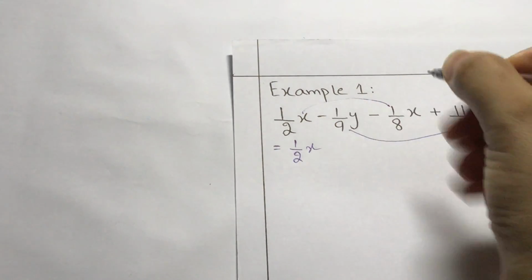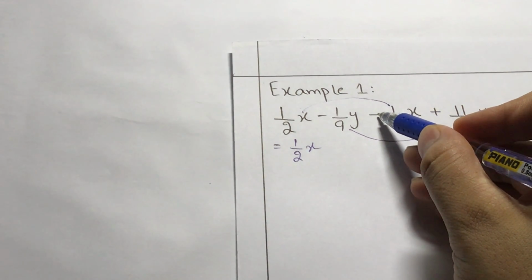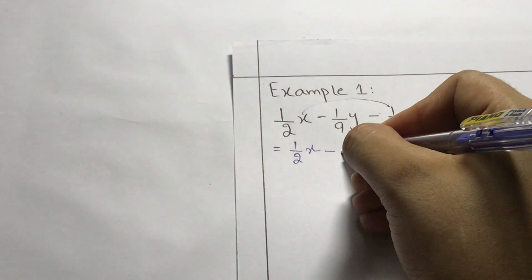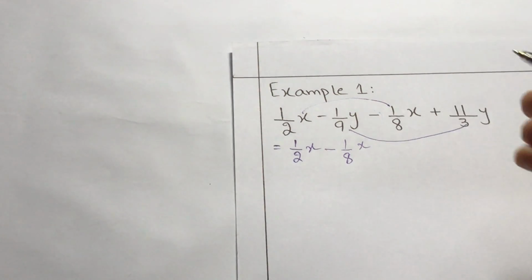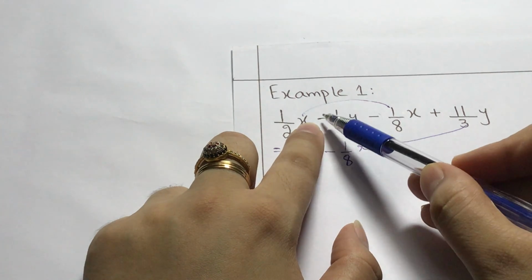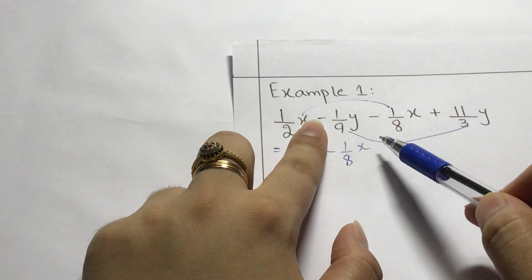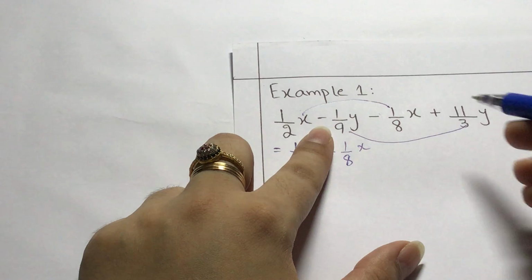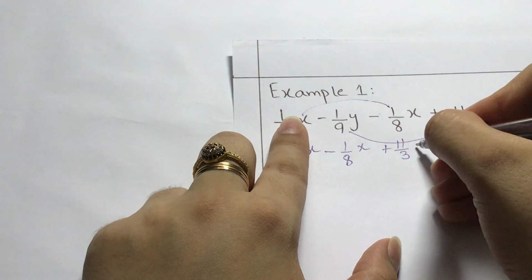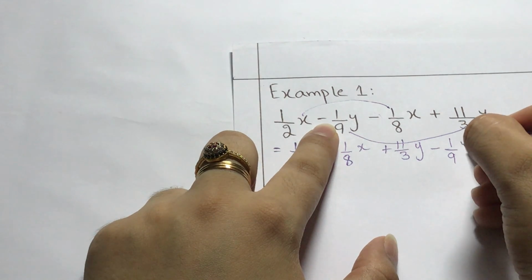1 over 2x, shift 1 over 8x with 1 over 2x with its sign. Yeah, remember, negative is the sign of 1 over 8x, so we will write minus 1 over 8x. Then the second pair. Okay, students, you can see here 1 over 9y is negative and 11 over 3y is positive. So if you write the positive term first, it will make your simplification easier. So first I will write here 11 over 3y, then I will write minus 1 over 9y.